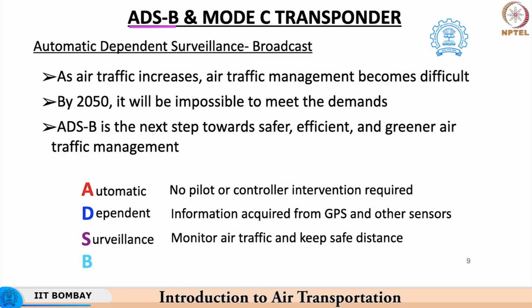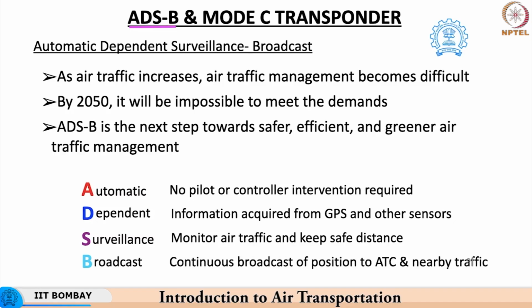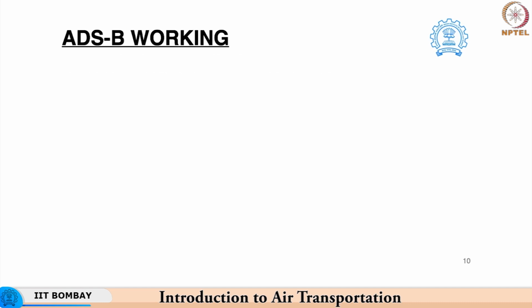Surveillance, because this is the amalgamation of all the data obtained through these sensors and the GPS SATCOM data, so that the surveillance can be carried out, and the required data in a coded form, through the usage of an appropriate transponder, is broadcasted continuously in the vicinity of the airspace, so that this information can be obtained by the ATC as well as the nearby aircraft, so that efficient air traffic management can be carried out.